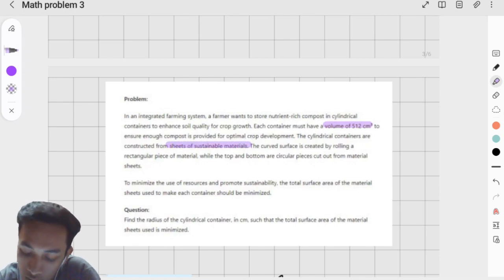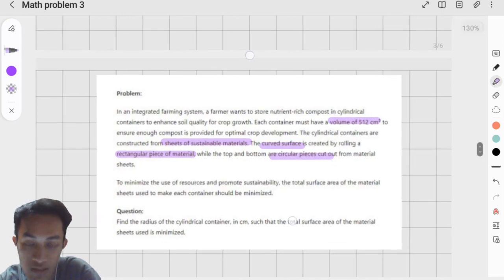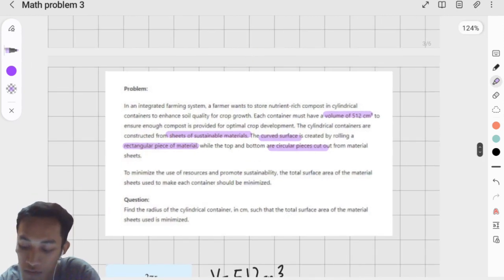The cylindrical containers are constructed from sheets of sustainable material. The curved surface is created by rolling a rectangular piece of material, while the top and bottom are circular pieces cut out from the material sheet. So to minimize the use of resources and promote sustainability, the total surface area of the material sheet used to make each container must be minimized.